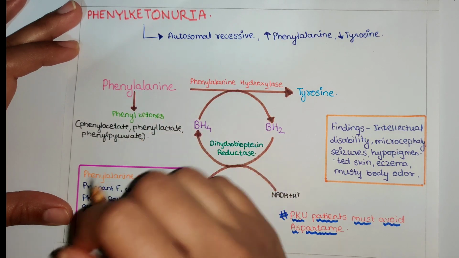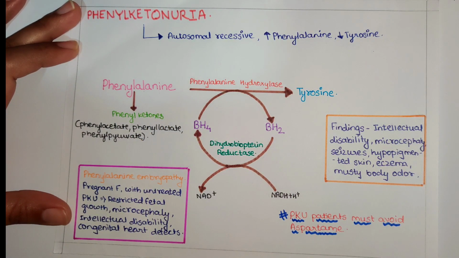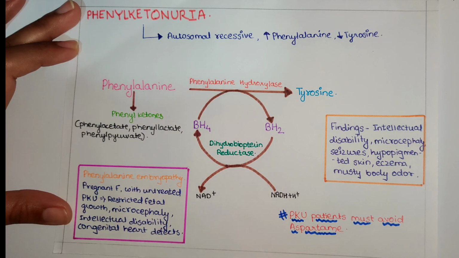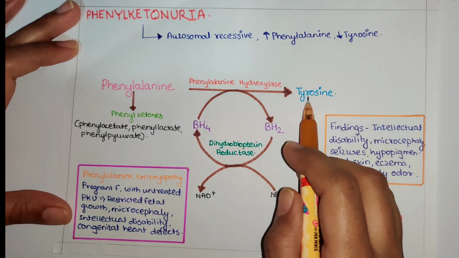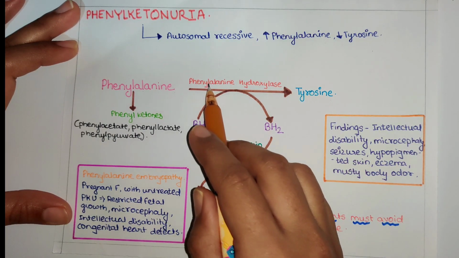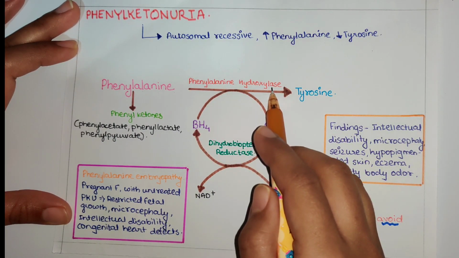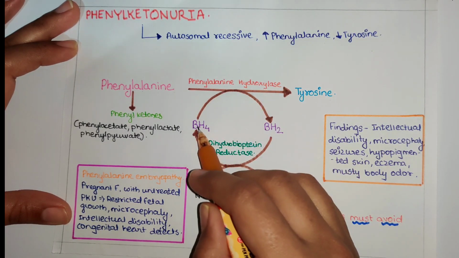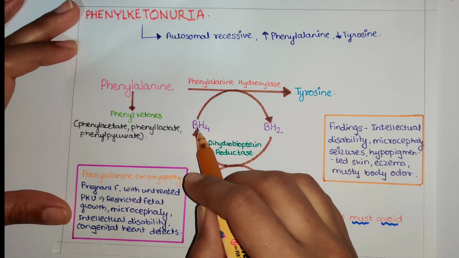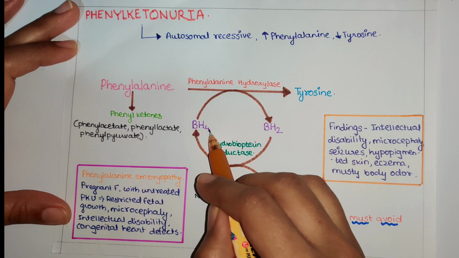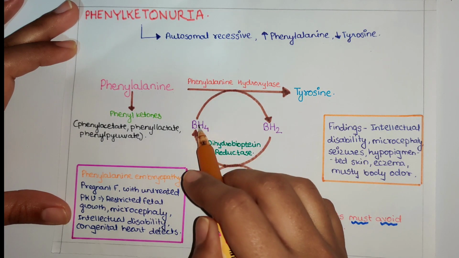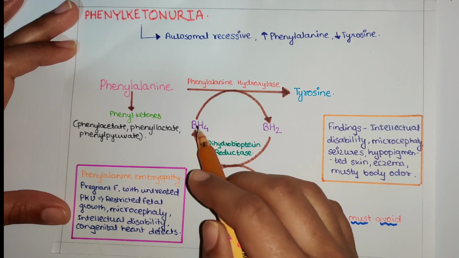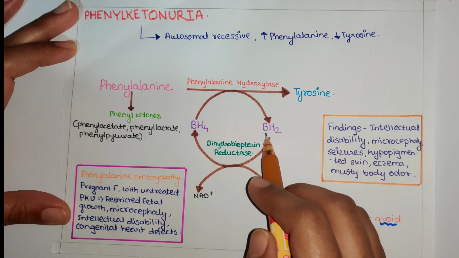Phenylalanine is an essential amino acid. So what is an essential amino acid? Your body cannot synthesize it, so you need to obtain it from your diet. So phenylalanine is converted into tyrosine with the help of enzyme phenylalanine hydroxylase. This enzyme requires tetrahydrobiopterin, also known as BH4, as a cofactor. So when phenylalanine is getting converted into tyrosine, BH4 acts as a cofactor and it itself gets converted into BH2.